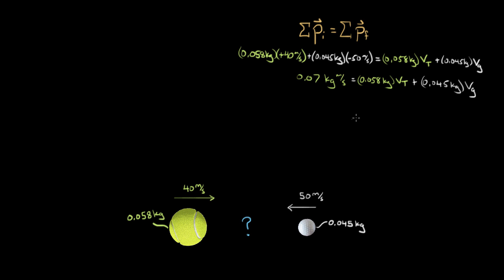I need to know, for instance, if I knew one of these final velocities, I could easily solve for the other. So if the problem gave me the final velocity of the tennis ball, well, I can plug that number into here and just solve then for my final velocity of the golf ball.